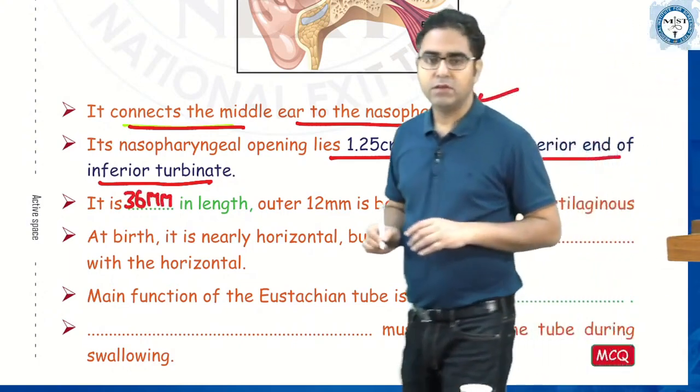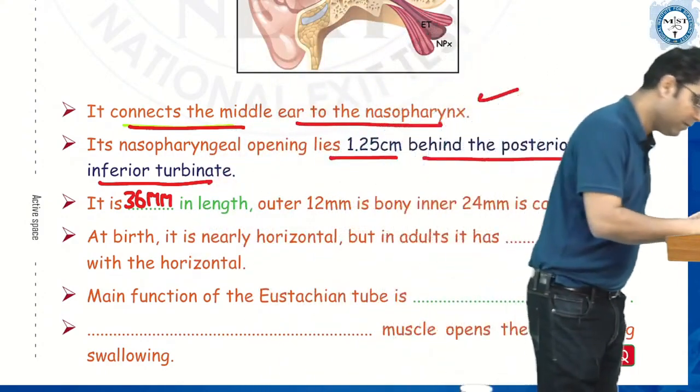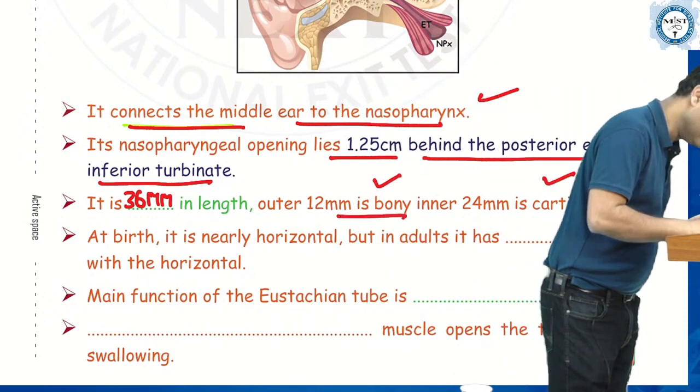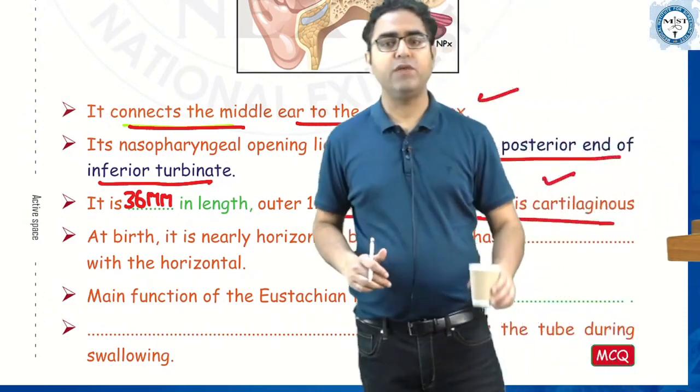It is 36 millimeter in length. The outer 12 millimeter is bony. The inner 24 is cartilaginous.